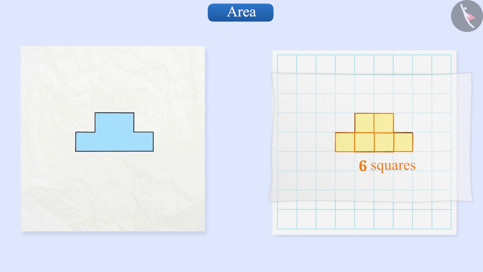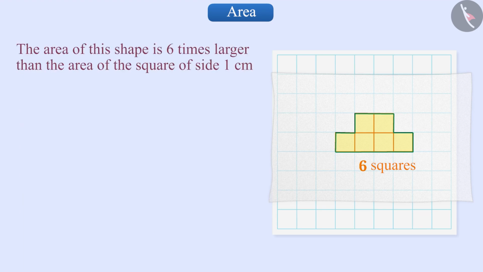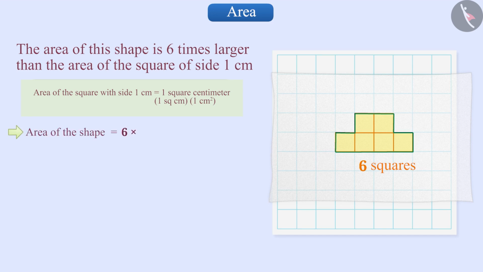Here, we see that a total of 6 squares are covering the entire area of this figure. Therefore, we can say that the area of this shape is 6 times larger than the area of the square of side 1 centimeter. Since the area of a square with side 1 centimeter is 1 square centimeter, we can say that the area of this shape is 6 into the area of the square with side 1 centimeter, that is 6 into 1 square centimeter, that is 6 square centimeters.